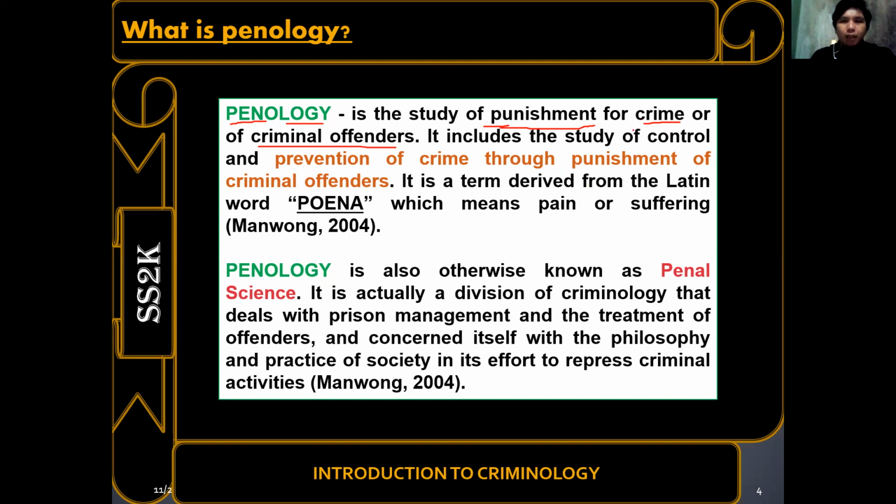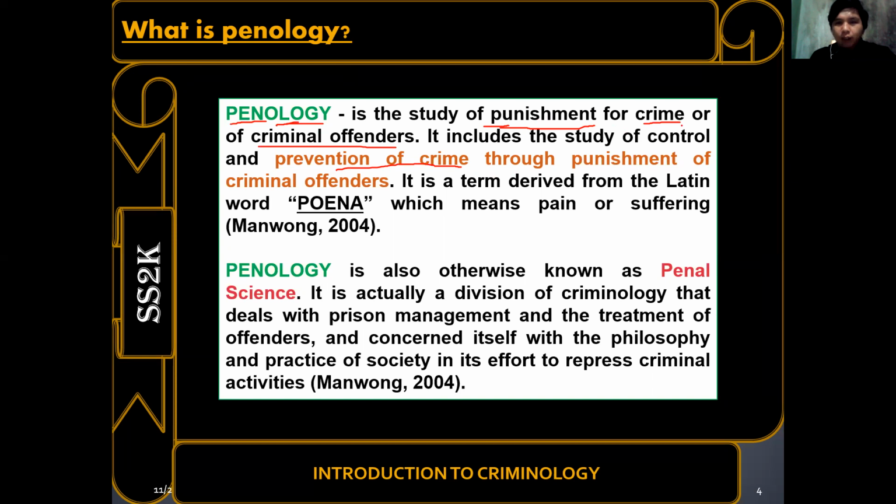And this punishment is being imposed to criminal offenders. As simple as that. It includes the study of control and prevention of crime. Of course, kapag ang isang tao ay kinulong, then you can prevent the occurrence of crime. O yung isang tao ay na-rehabilitate na, nagbago, na-reform, then paglabas niya, hindi na gumagawa ng krimen. That is one of the scope of penology, the prevention of crime.